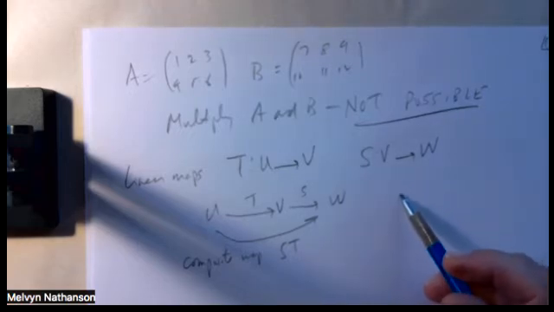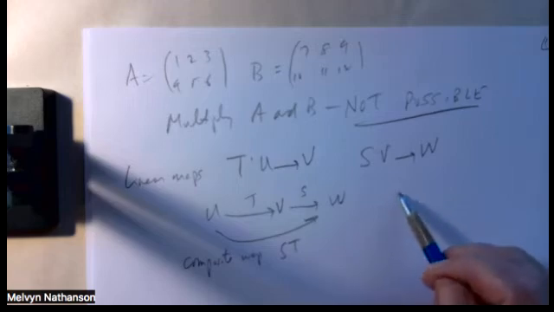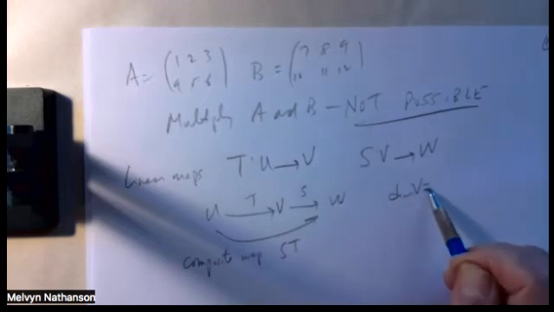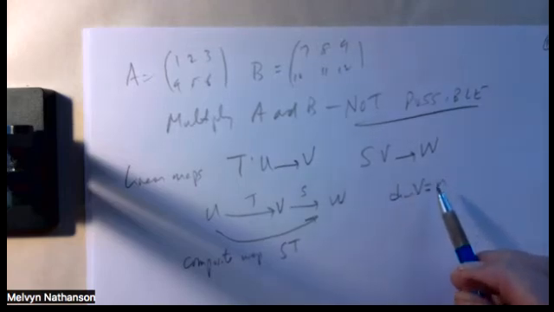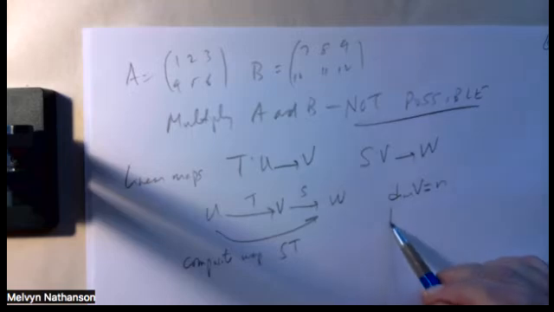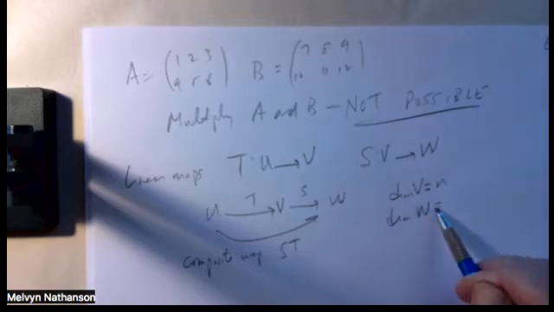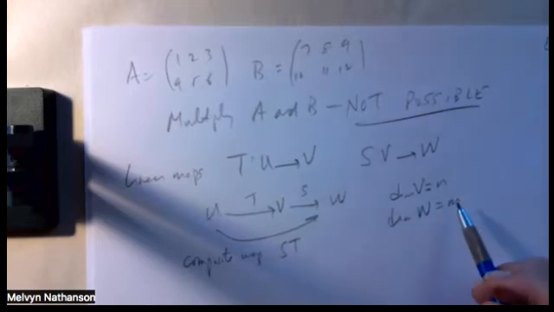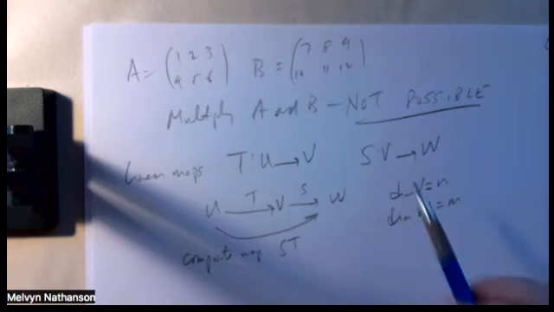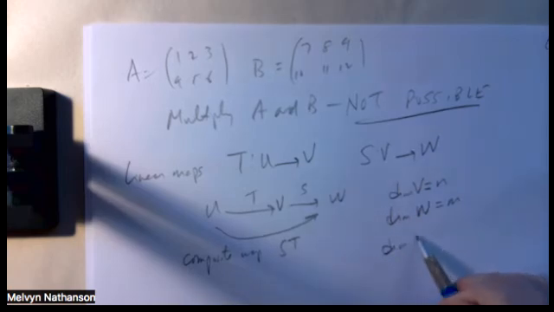And let's say that the dimension of V is equal to N, the dimension of W is equal to M, and the dimension of U is equal to P.